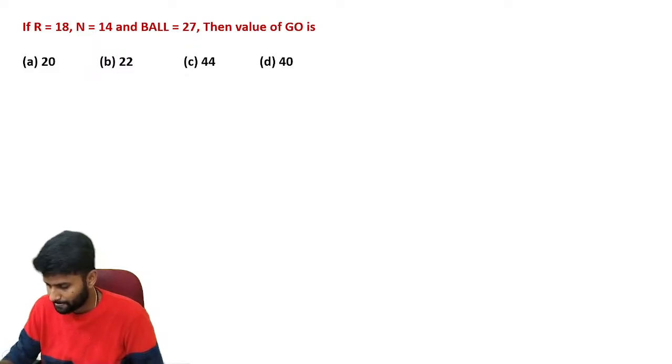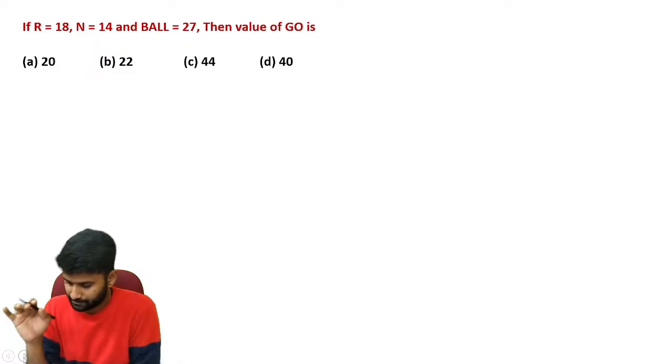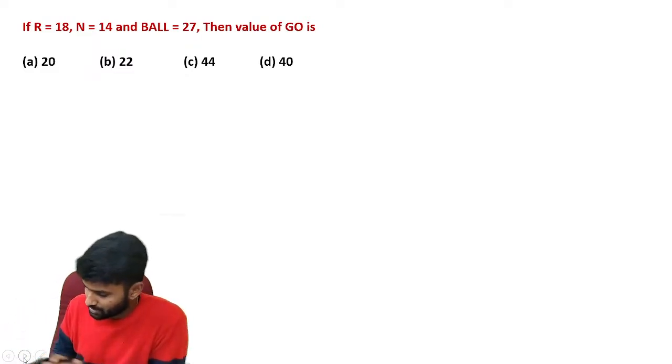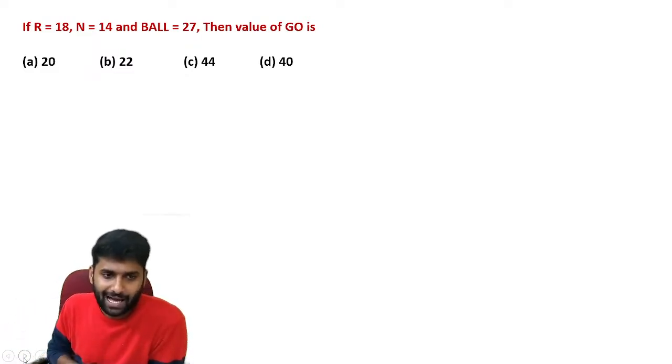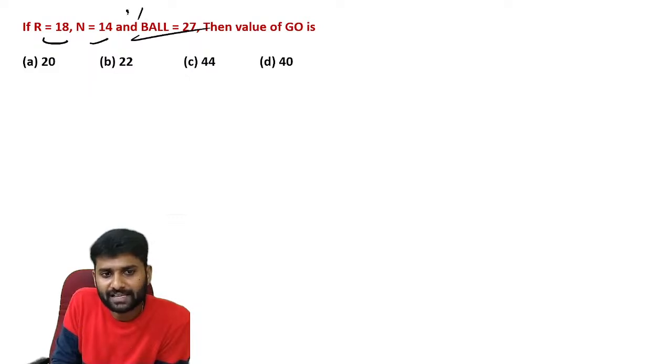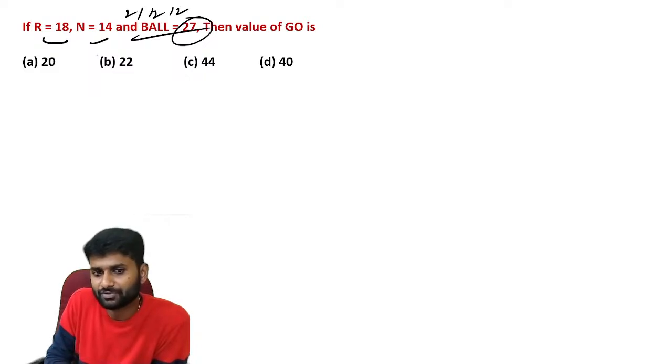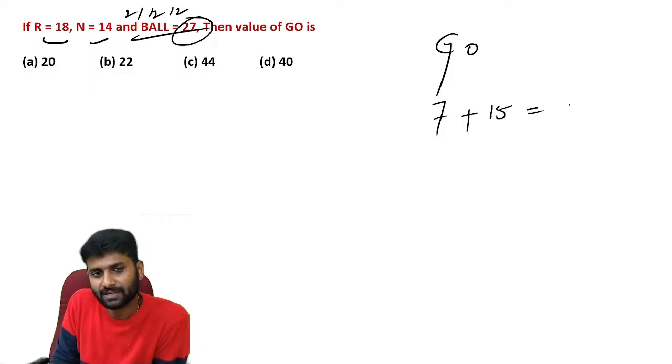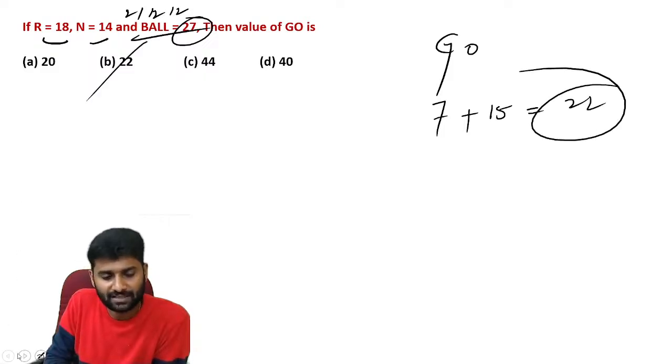Answer please. Akil, very good. Subhina, very good. See here, R is 18, N is 14. So both are represented by alphabetical position. So here, BAL: the second letter B, first letter A, 12th letter L, sum becomes 15. What about GO? 7th letter plus 15th letter is equal to 22nd letter.